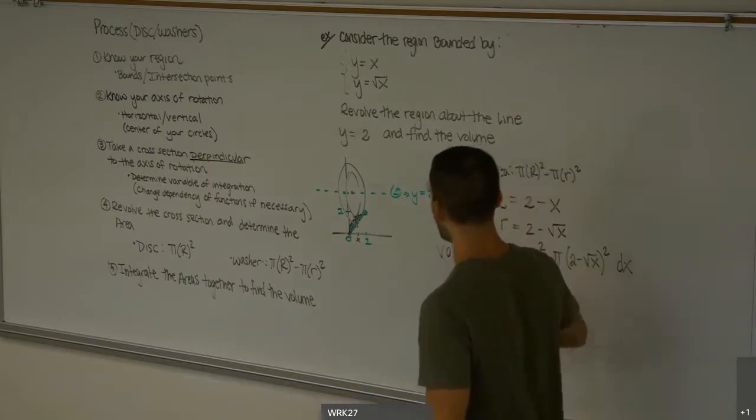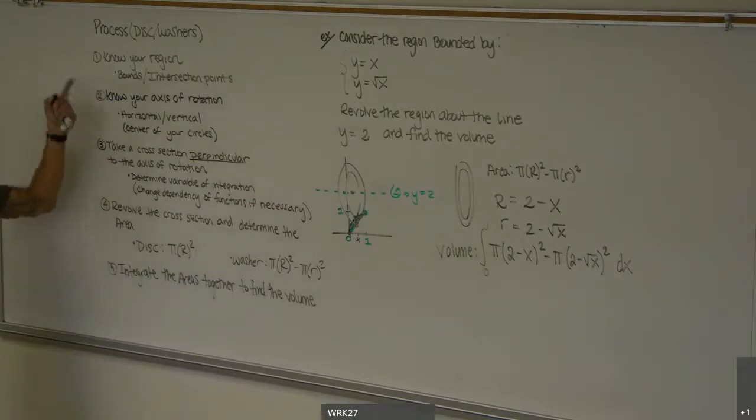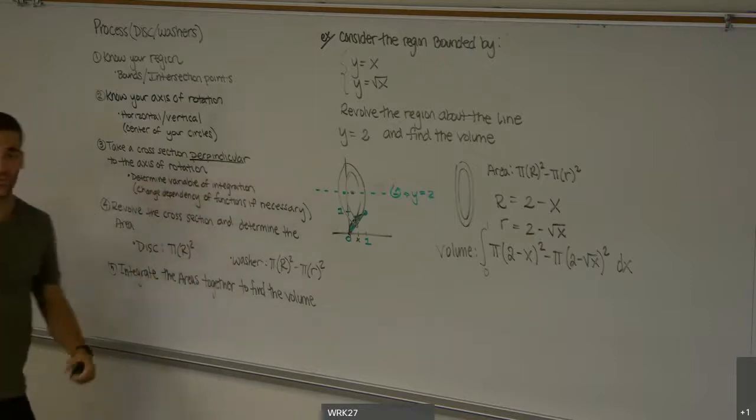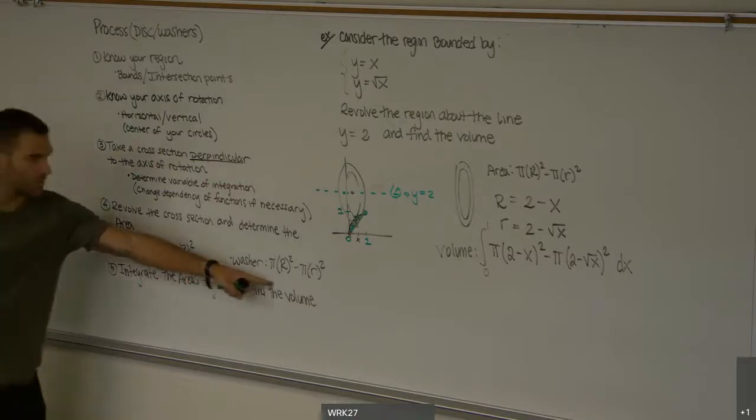So again, we went through all of these steps. We knew our region, we drew it out, got an idea of the bounds, intersection points, what it looks like. We also knew our axis of rotation. I drew that as well, so we knew where the centers of our circles were, and it was a horizontal line. We then took a cross-section perpendicular to that axis of rotation. That requires a vertical cut, so dependent on x, and we didn't need to change our functions. We revolved that cross-section, that straight line, and in this case it generated a washer for me.